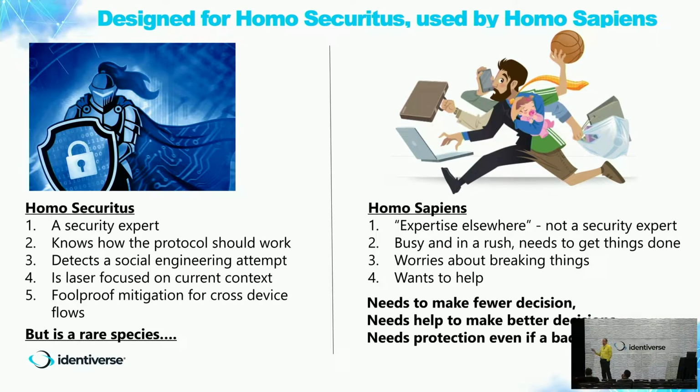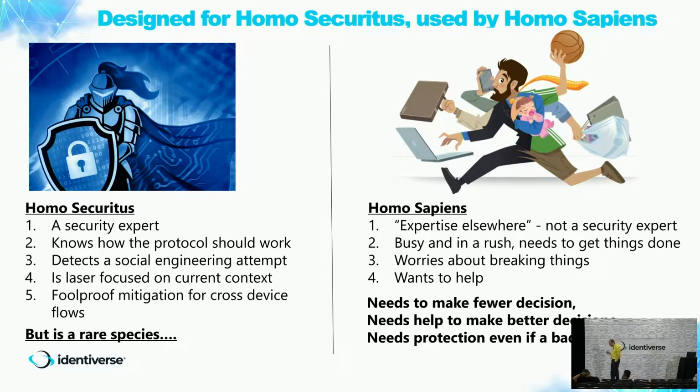Because in reality, this is who we're working with, right? It's Homo sapiens. Expertise elsewhere, super, super smart at something other than authentication and authorization protocols. They're busy. They need to get things done. They worry about breaking things. They usually want to help.